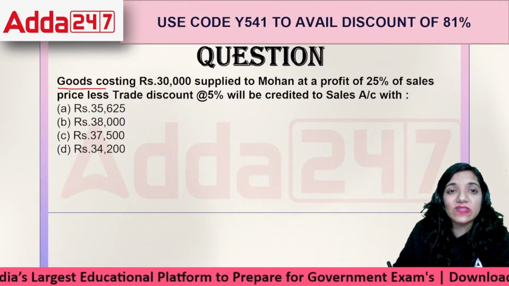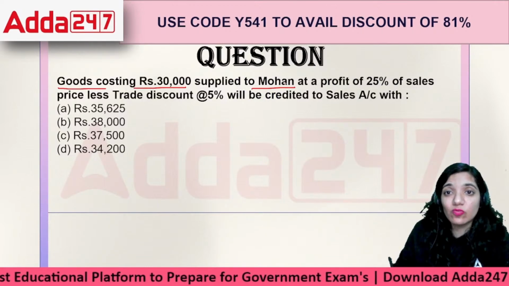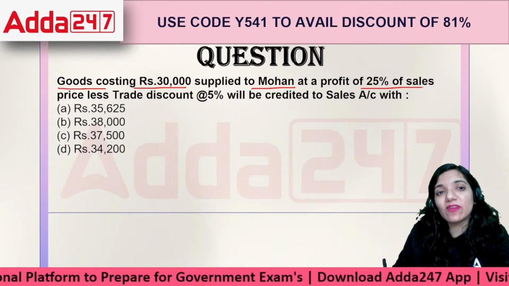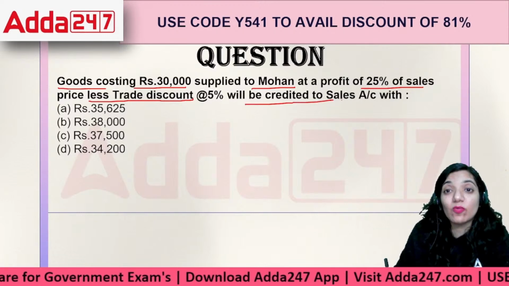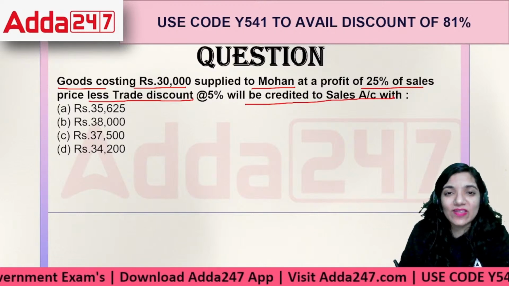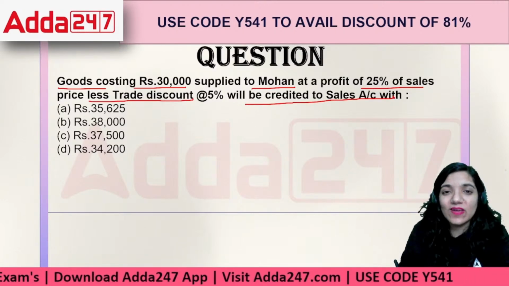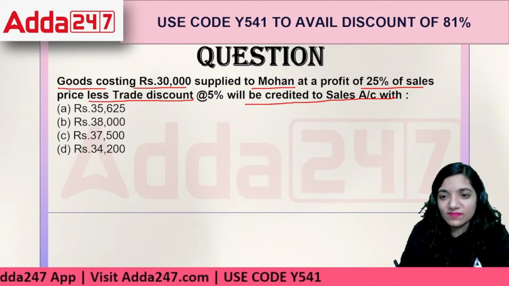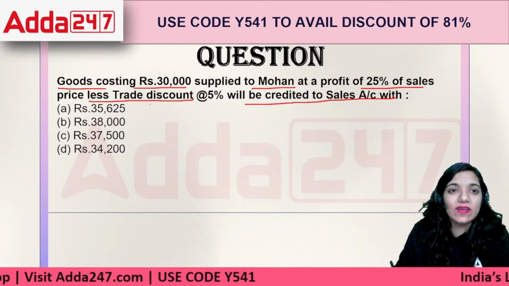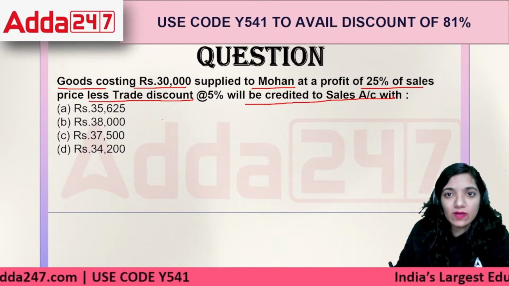Goods costing rupees 30,000 supplied to Mohan at a profit of 25% of sales, less the trade discount of 5%, will be credited to the sales account with. A tricky question for sure. Go ahead and try it. Okay, let's look into it first.